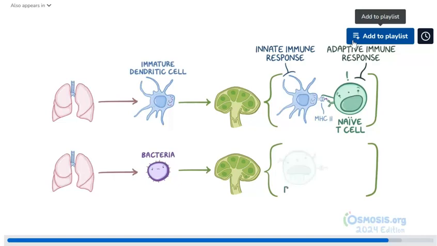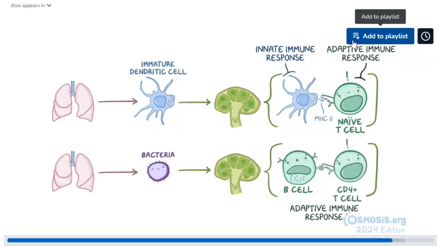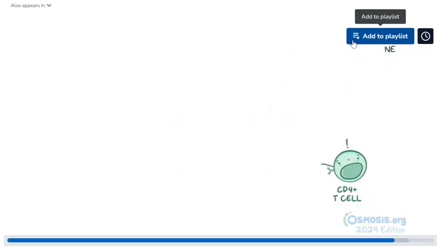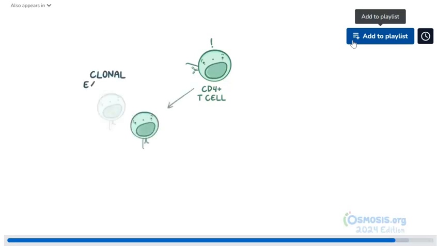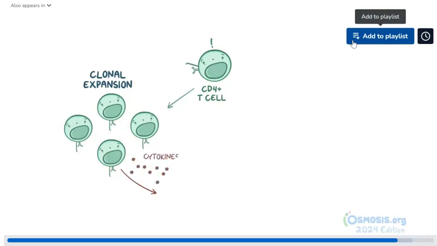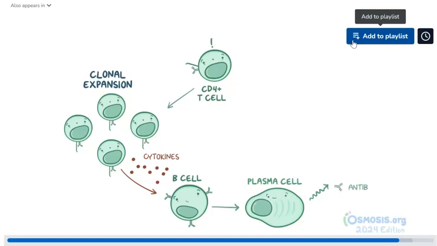In this case, B cells, part of the adaptive immune response, might directly phagocytose the bacteria and present it to a naive CD4 positive T cell. Either way, if the antigen is the right fit for the T cell, it will begin to differentiate and undergo clonal expansion. Differentiated CD4 positive T cells will release cytokines that will induce B cells to differentiate into plasma cells, which secrete antibodies that will go into the lymph and then into the bloodstream. The antibodies will tag pathogens, making it easier for the phagocytes to eat them.